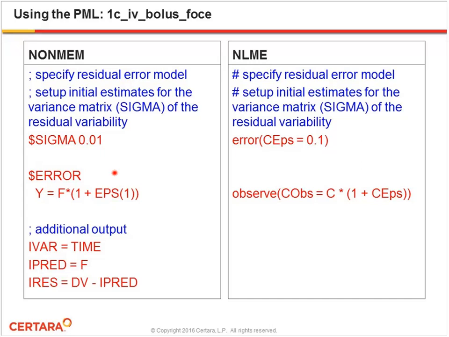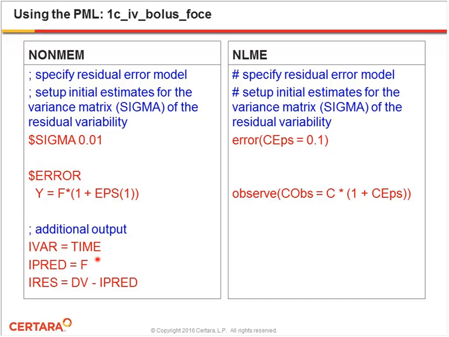Then the error term gives you the expression for the prediction, where F is the prediction variable, and 1 plus epsilon is a multiplicative residual error. The equivalent statement in Phoenix would be the observe statement. CObs equals the predicted concentration multiplied by the same term, 1 plus CEps.